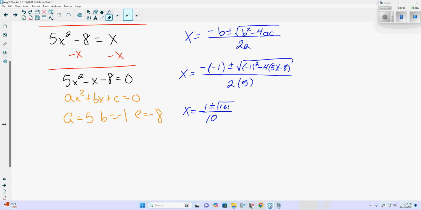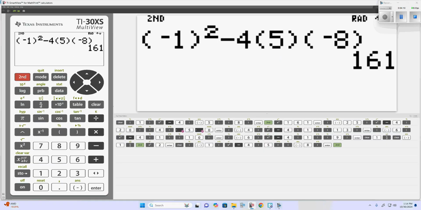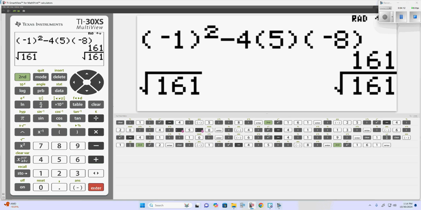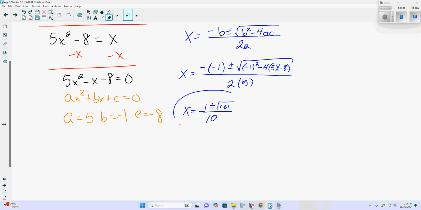Any questions on how we got to this point here? The last thing we need to do is check and see if the square root of 161 reduces. It does not. There's nothing in common. There are no like terms. There's nothing we can reduce. So that there is our final answer. Questions on this here? We're ready for the next one.